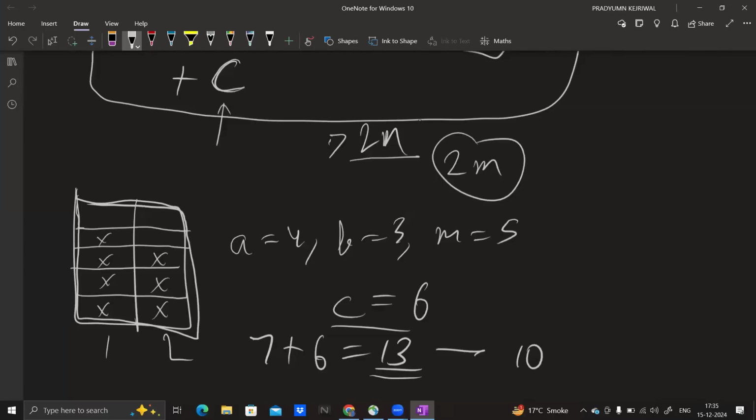Like if m was 7, then it would be 14 seats. So in that case, I'll just seat the 6 monkeys in here: 1, 2, 3, 4, 5, 6. So the answer will be 13. Do you get it? Yes, sir. Okay. Anything else?